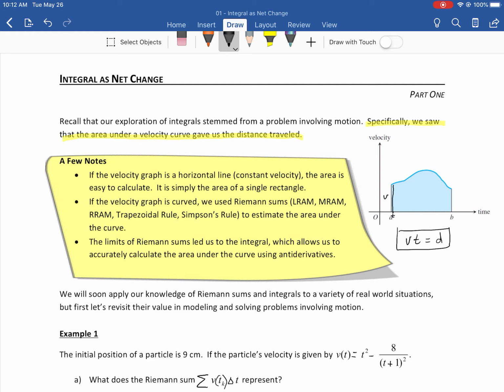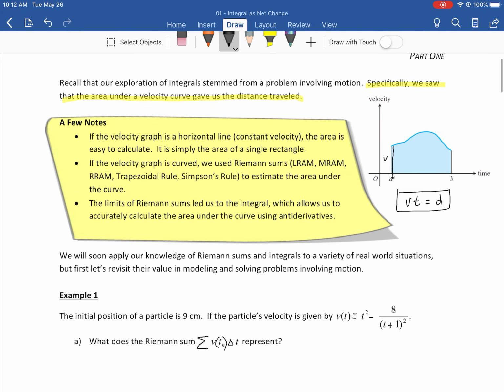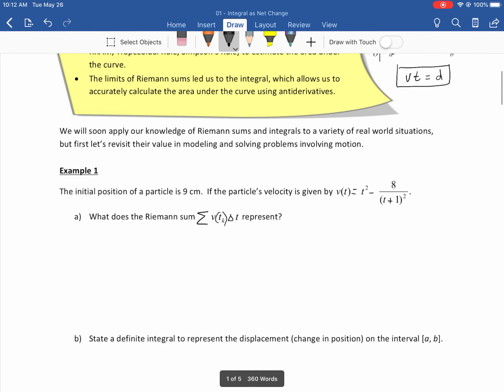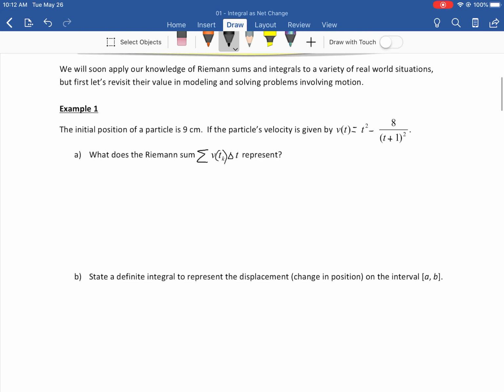Now, the limits of Riemann sums lead us to an integral, which allows us to accurately calculate the area under the curve using antiderivatives. That was the big breakthrough, that we could use antiderivatives to evaluate these things, and some review of that is coming up. So we will soon apply our knowledge of Riemann sums and integrals to a variety of real-world situations, but let's first revisit the modeling and solving of problems involving motion. Let's just go back to those motion-type problems and make sure we're clear on how it all works again.